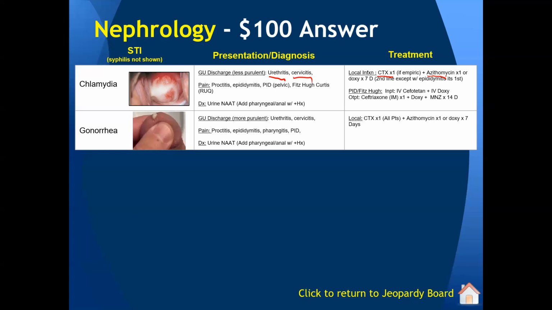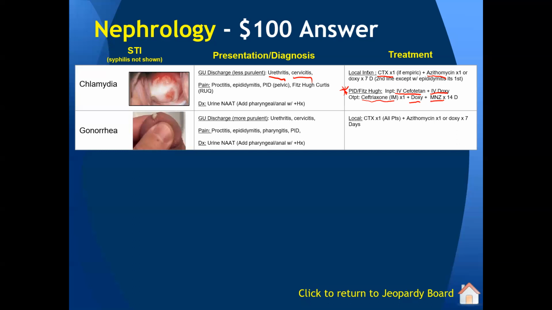And if the patient has PID, this is going to be diagnosed with cervical motion tenderness on exam. They may have abdominal pain and fevers. If they're sick enough to be inpatient, they're going to get IV cefotetan, probably saying that wrong, and IV doxycycline. Outpatient, it's going to be 1 dose of ceftriaxone IM, doxy, and metronidazole for 14 days. So remember, what PID really is, is that these patients get a chlamydial infection or a gonorrhea infection.